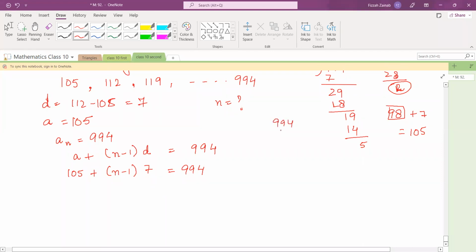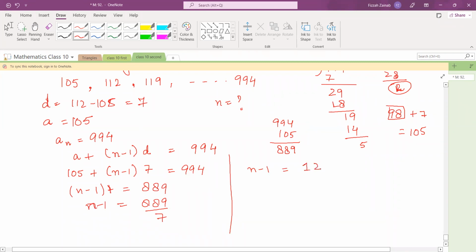So how much is 994 minus 105 first of all? So 14 minus 5 is 9, then 9 minus 1 is 8, then 8. So 889. Okay, so n minus 1 into 7 will be equal to 889. So n minus 1 will be 889 divided by 7. So 7 into 1 is 7, then you get 18. That means 7 into 2 is 14, then 49, 7. n minus 1 is 127, so n is 127 plus 1. n is 128. It's a simple calculation.